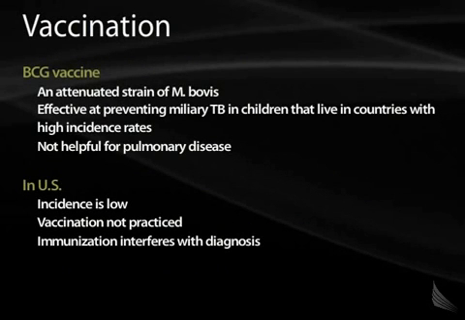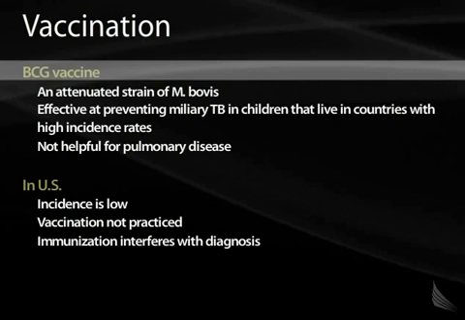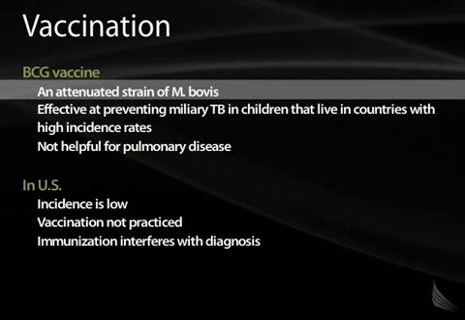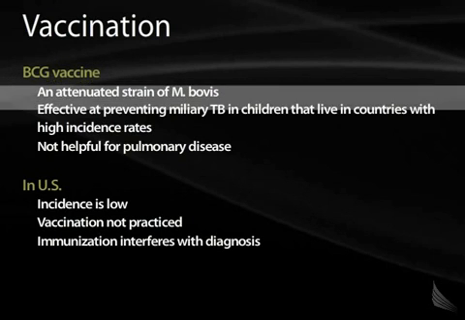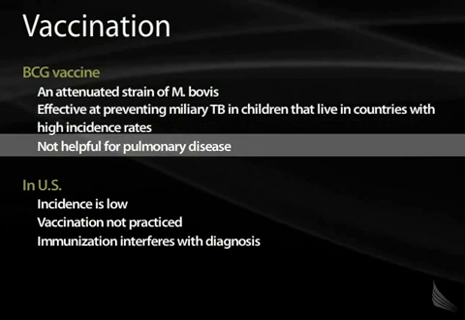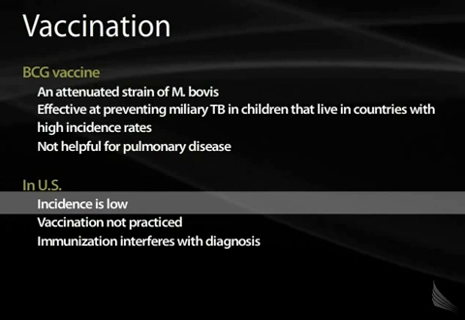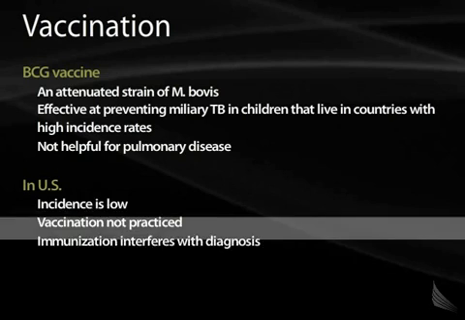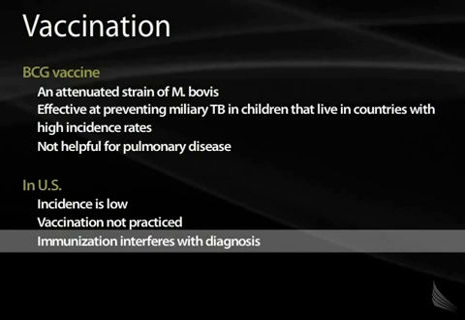Vaccination for tuberculosis has been tried, and it's frequently done in the third world or developing countries. It's a BCG vaccine, which is an attenuated strain of Mycobacterium bovis. It is effective at preventing miliary or disseminated tuberculosis in children that live in countries with high incidence rates, but it's not helpful in preventing pulmonary disease. We don't do the BCG vaccine in the United States because the incidence of miliary tuberculosis is low, and immunization interferes with diagnosis because somebody who's had the BCG vaccine is going to have a positive skin test, which kind of muddies the waters.